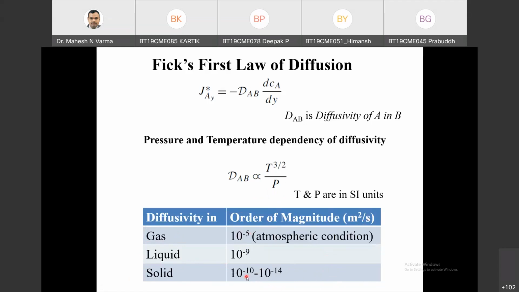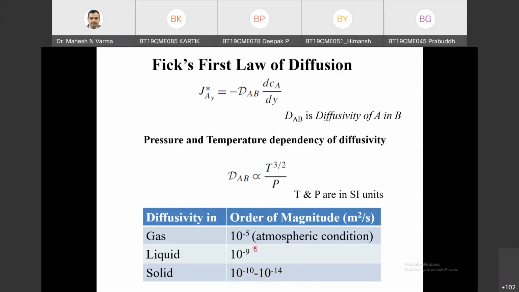Certainly in solid it is very low. The order of magnitude is 10 raised to minus 10 to 10 raised to minus 14 meters square per second. So if somebody is telling me that diffusivity of say nitrogen in gold is 5 into 10 raised to minus 5 meters square per second, straight away you can say it is not at all possible. Because in solid, in gold, whatever compound you take, the diffusivity will be lesser than 10 raised to minus 10.